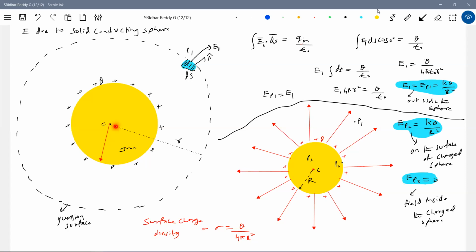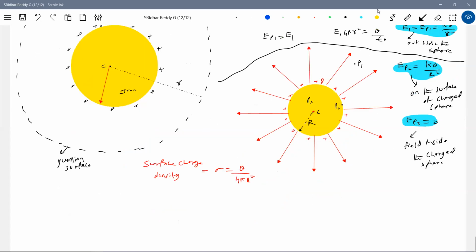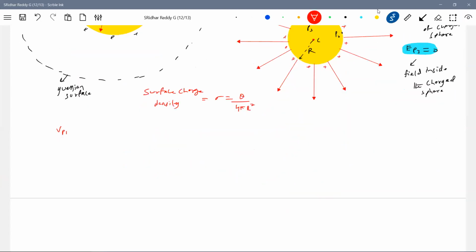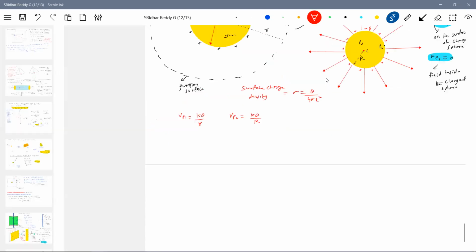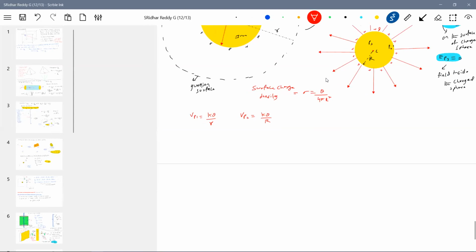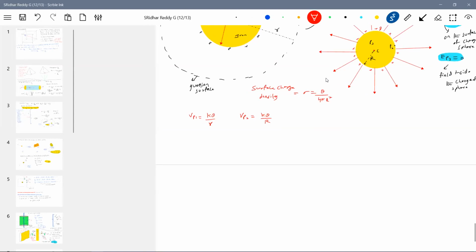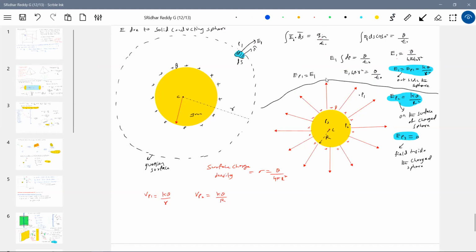So now we know the field, so what can be the potential? Directly shall we write here only? What should be the electric potential at point P1? KQ by r. Then what is the potential on the surface? KQ by capital R. We have the total description here. So what is the field strength outside? KQ by r squared. Similarly, what is the potential outside the charged conducting sphere given by this formula? What is the potential on the surface? KQ by R.